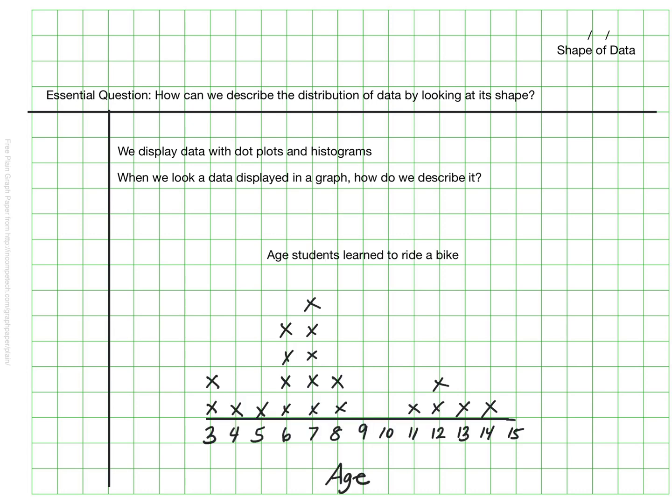Take a look at this dot plot here of the age students learned to ride a bike. So we did a survey, we asked a bunch of students what age they learned to ride a bike, and the data here is displayed in our line plot, in our dot plot. What I can see right away is that there's two kind of sections of data. There's some data here between 3 and 8, and there's some data here between 11 and 14. So lots of students learned between the ages of 3 and 8, and the others learned between the ages of 11 and 14. We would call each of these a cluster.